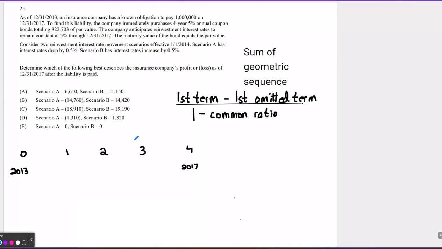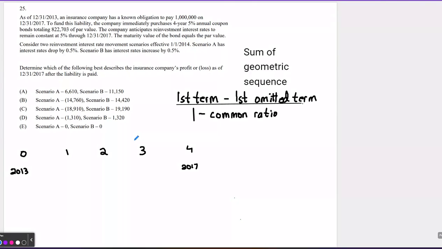All right, as of 12/31/2013, the insurance company has a known obligation to pay $1 million on 12/31/2017 to fund this liability. The company immediately purchases 4-year, 5% annual coupon bonds totaling $822,703 at par value. The company anticipates reinvestment rates to remain constant at 5% through 12/31/2017. Maturity value of the bond equals the par value.